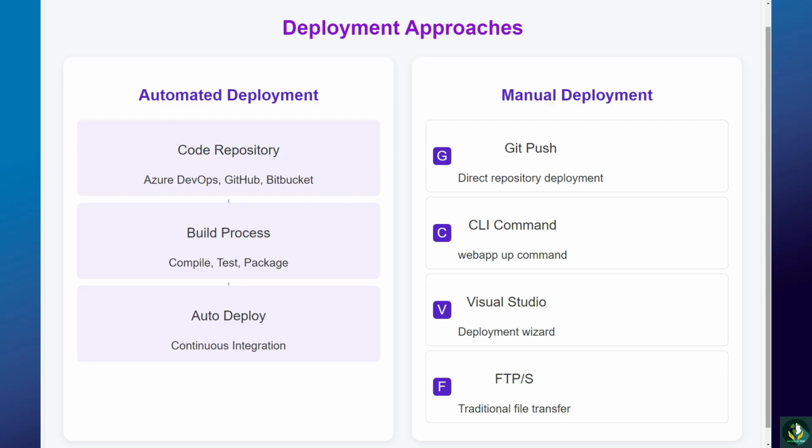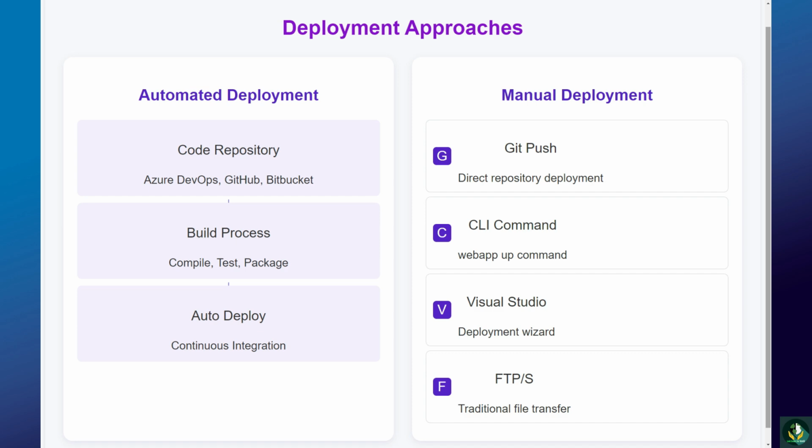Git deployment allows developers to treat their app service application as a remote Git repository. By adding the app service Git URL as a remote repository, developers can deploy updates with a simple git push command, maintaining familiar Git workflows while deploying directly to Azure.